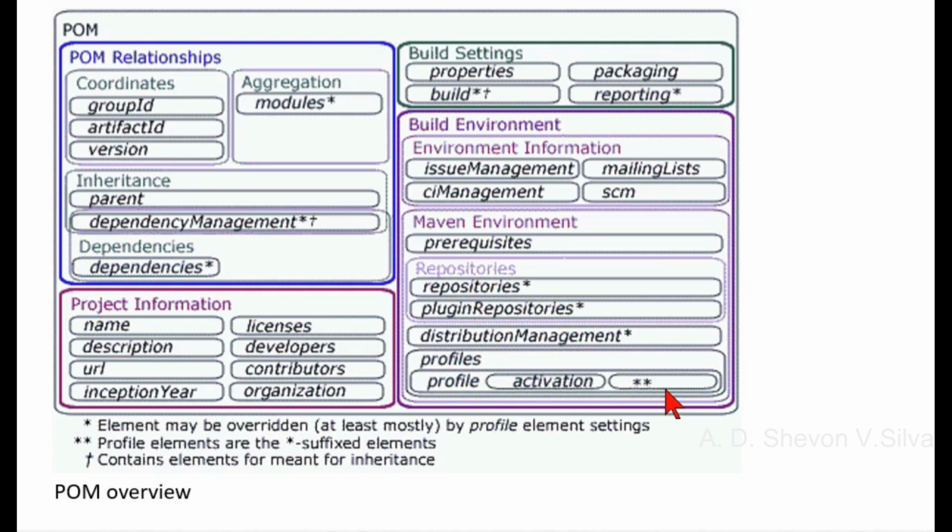suffix elements under profile. Here you can see elements may be overridden, at least mostly, by profile element settings. Here modules, dependency management, build, reporting, repositories, plugin repositories, distribution management, and profile elements are the asterisk-dash-suffix elements here under profile. These are the elements meant for inheritance. Here you can see dependency management and build.